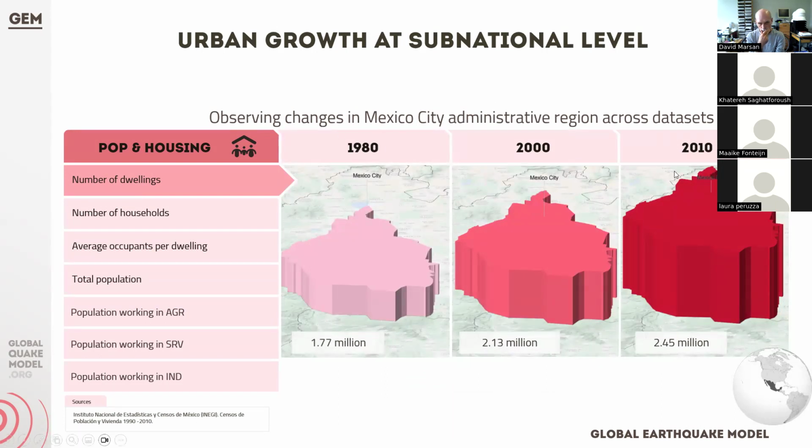So if we take 3 points in time for Mexico City and we study how much the number of dwellings changed in that time, the number of households changed in that time, what is the average occupancy of a dwelling in that time? How many people were working in agriculture at that time? How many people were working in services? How many people in industry?